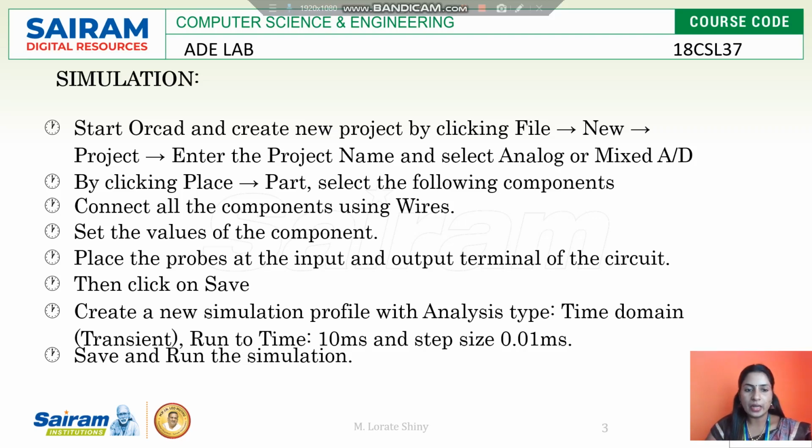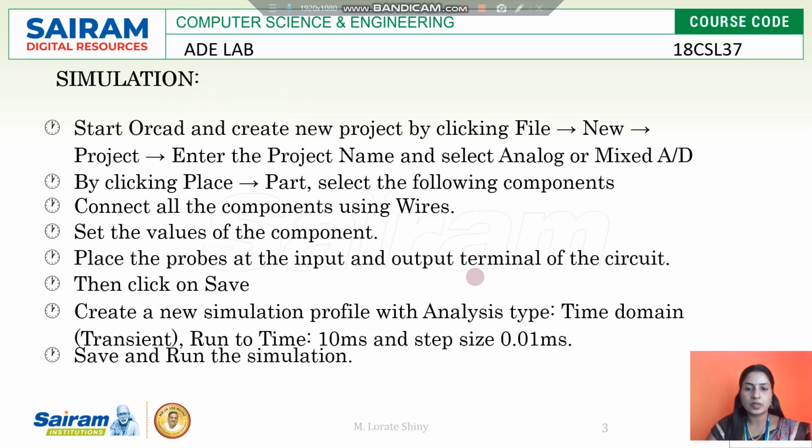After saving that, we have to create a new simulation profile with analysis type time domain, transient, and the run to time, step size. These are the things we have to give. For this experiment, run time is 10 millisecond and the step size is 0.01 millisecond. After doing that, we can save and run the simulation. We will be getting the waveforms.